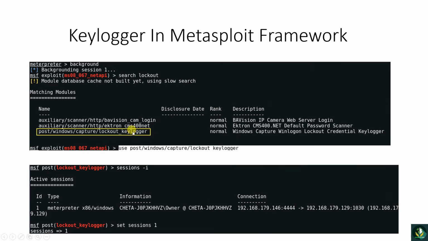The lockout_keylogger is an amazing script made by CG and Mubix. You need to start with an active session with system level privileges. So make sure you are in root mode on your Kali Linux. Then just type background.